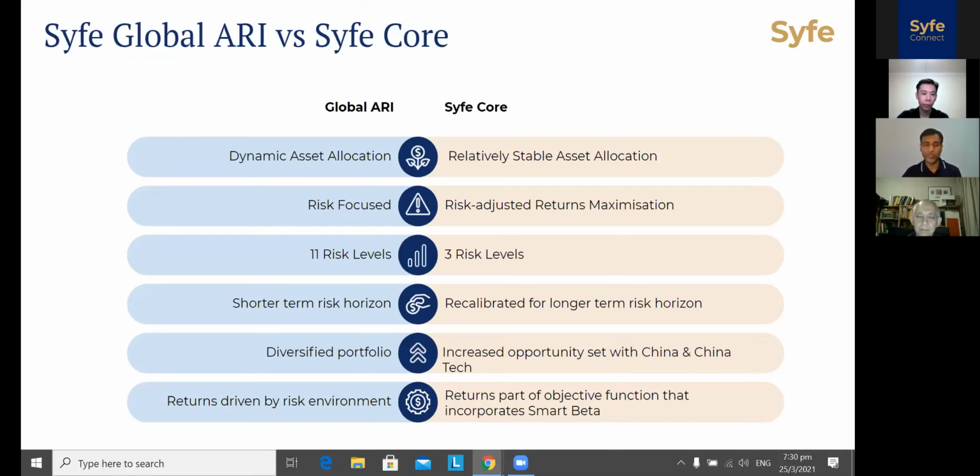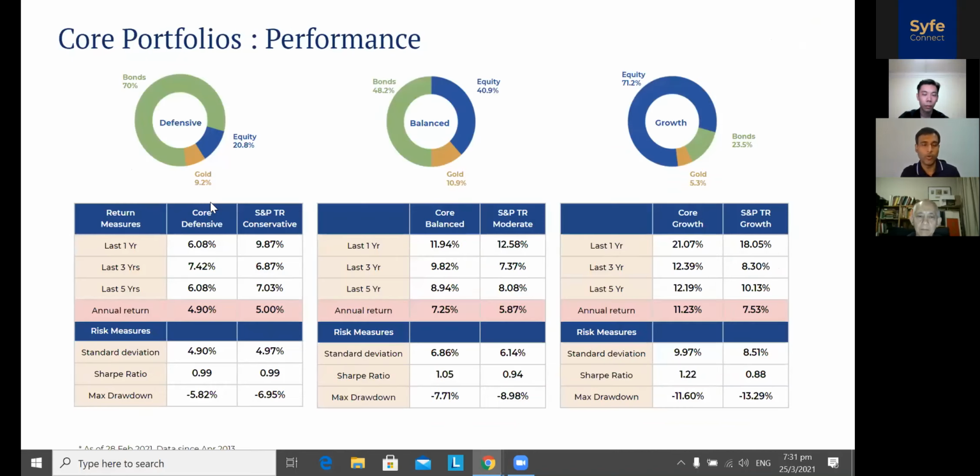Global ARI is diversified, but core is even more diversified with inclusion of China and China tech, which is basically also part of the smart beta strategy that we have incorporated. So within the equity bucket of the core portfolio, there is a smart beta element that has been incorporated. The global portfolio doesn't have it in that format because again the sole focus remains to manage your risk per se.